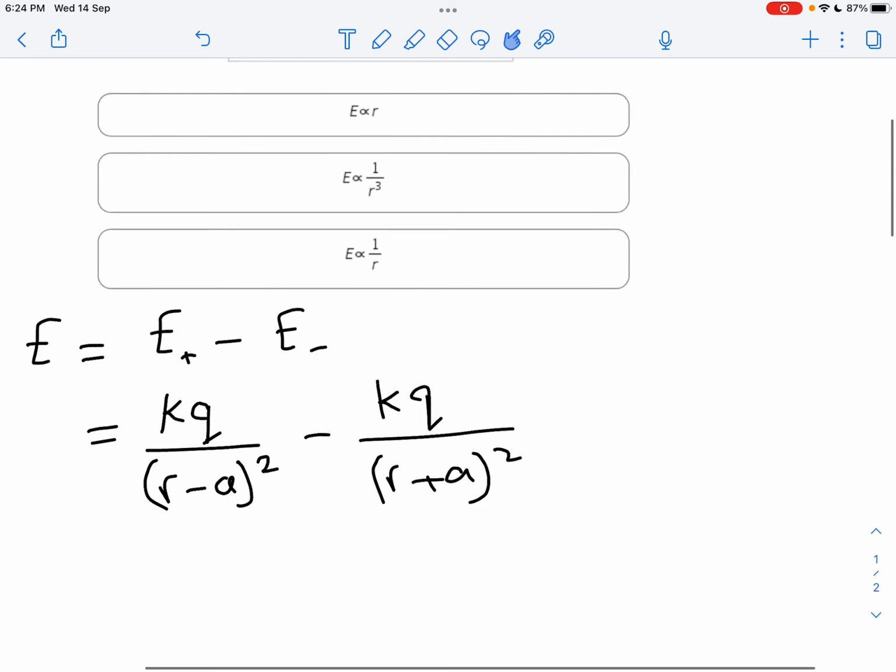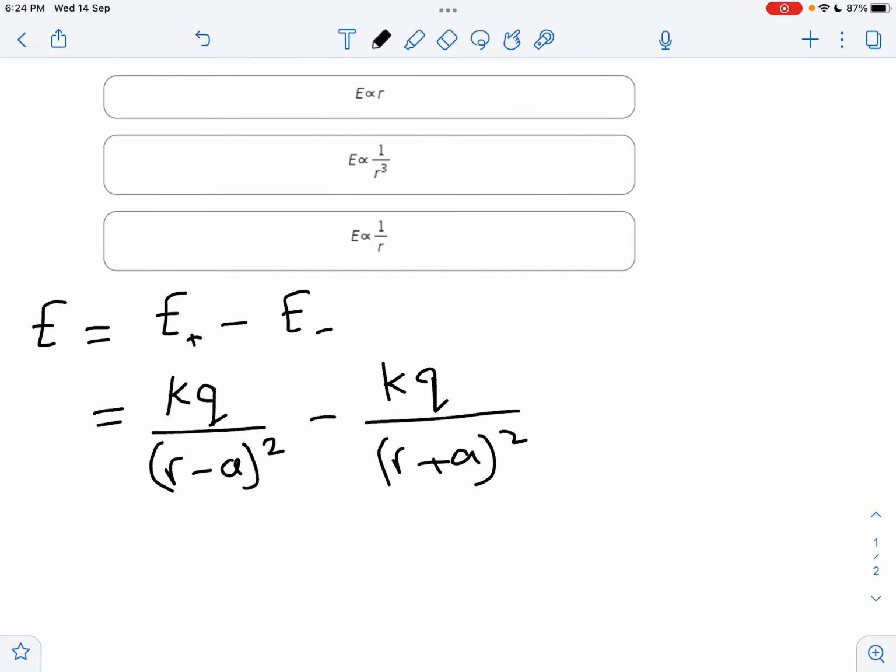The question here, by the way, is: E is proportional to what? We already know that in general E is equal to KQ over r squared, which means E is proportional to 1 over r squared. But is that true for the electric field at a point far away from a dipole? That's what we are going to check. So let's continue with the problem. Keep in mind that r is much greater than 2a.